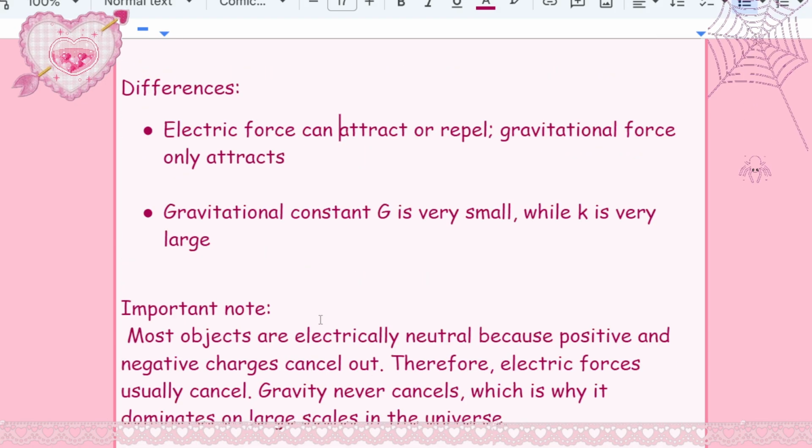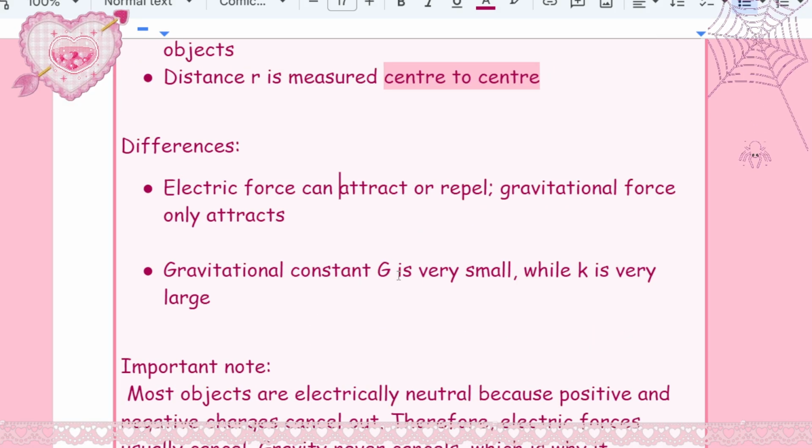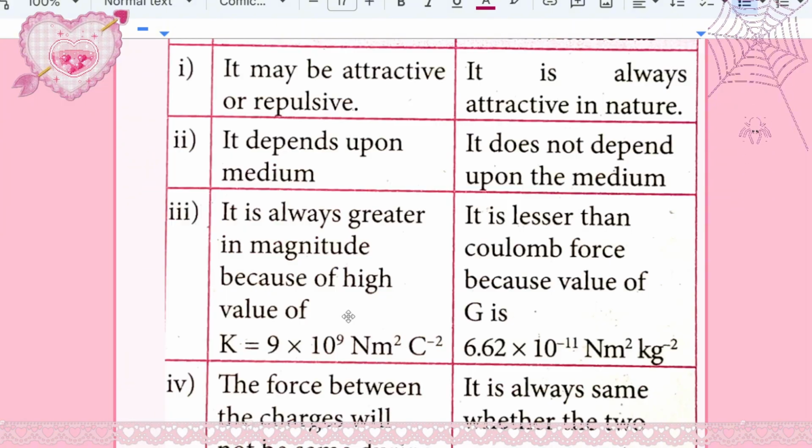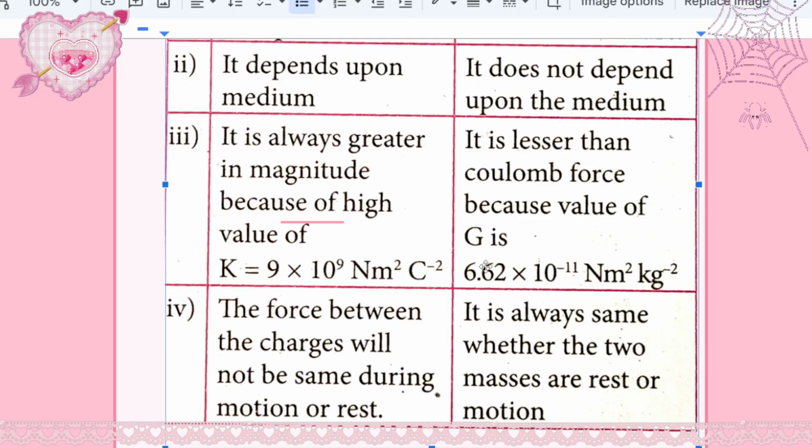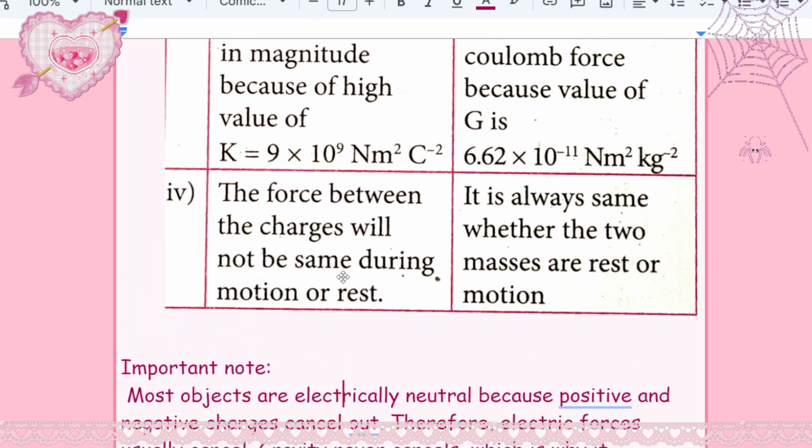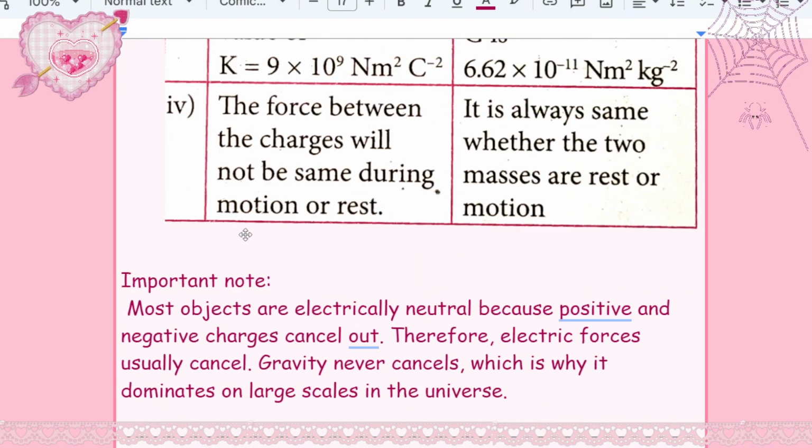Now, the gravitational constant G is very, very small, while k is very, very, very large. So I'm going to paste this and you can see it. Here we see the gravitational constant, 6.6 times 10 to the negative 11, versus 9 times 10 to the 9. Obviously, that is quite a few orders of magnitude larger, I believe around 20 orders of magnitude. So definitely noticeable. For electric force, if there is motion or rest, the force is going to change. But for gravity, whether the masses are at rest or in motion doesn't really matter.